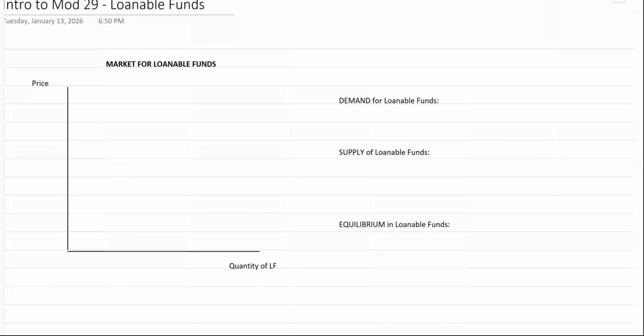Today we're going to be building the market for loanable funds, which is a basic supply and demand model that helps to tell us the price at which a loan or an asset is available in the market. Before we get into the specific details of the supply and demand on this market, we're going to make one basic change to the market.